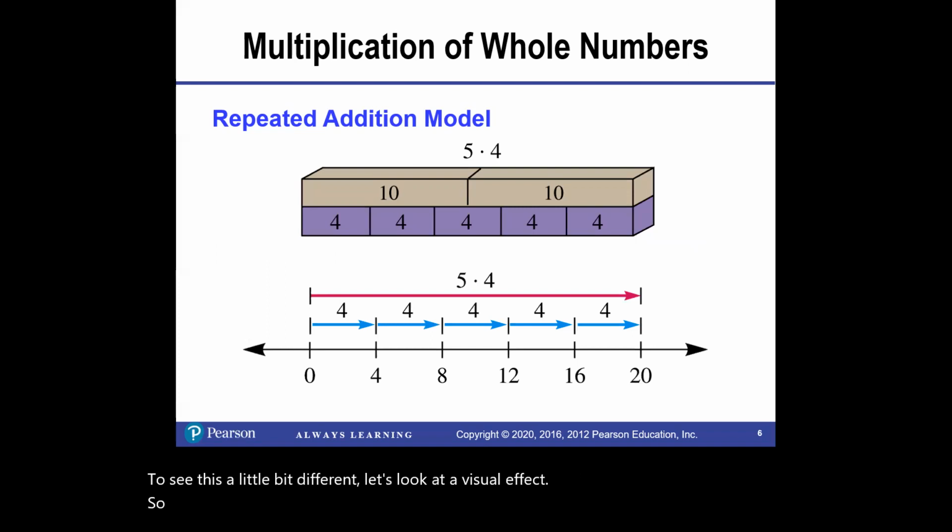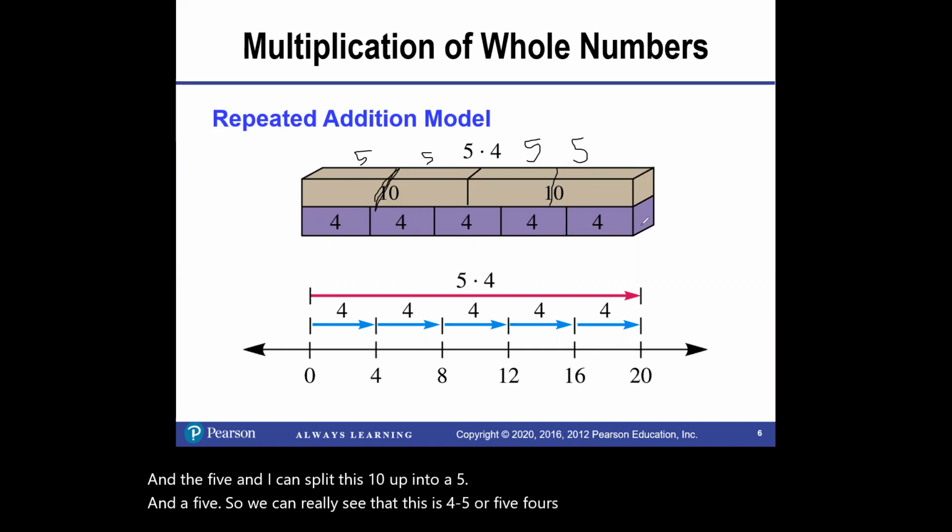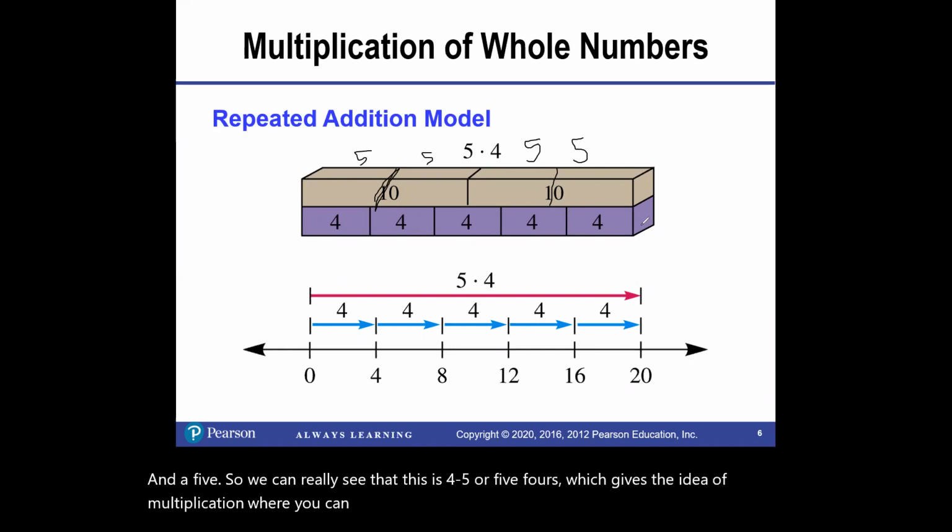To see this a little bit differently, let's look at a visual effect. So here we have a block. Specifically, I'm going to use this top block in which we have 4. You notice I have 5 4s, and in this way. Now the top block really should be split up, and it should be split up so that we have this. So that's actually a 5 and a 5, and I can split this 10 up into a 5 and a 5. So we can really see that this is 4 5s or 5 4s, which gives the idea of multiplication where you can multiply in any order. Two numbers multiplied together, you can do it in opposite orders.